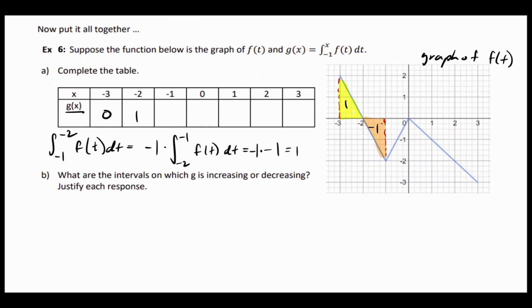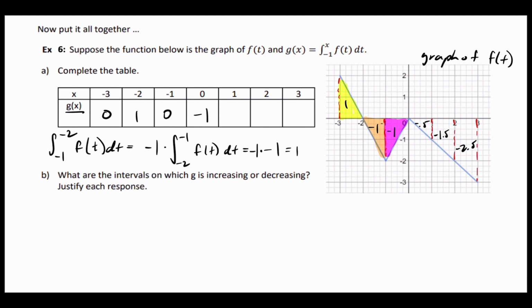I want you guys to fill out the rest of those. So the area, so -1. If I plug in -1, it would be from -1 to -1. So if the bounds are the same, area is always going to be 0. And then you have -1 to 0. From -1 to 0 is this guy right here, -1.